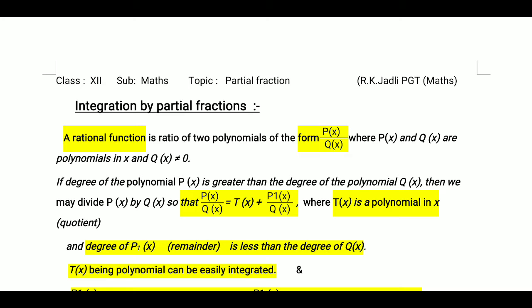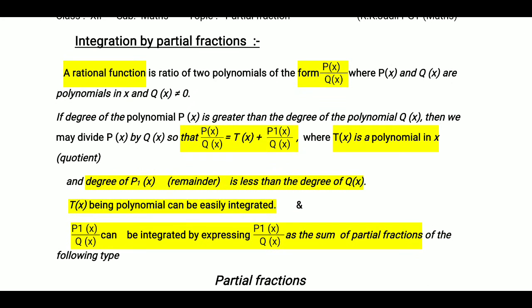then we may divide p(x) by q(x) and get a mixed form of the fraction: p(x)/q(x) is equal to t(x) plus p1(x)/q(x), where t(x) is a polynomial in x, that will be the quotient, and the degree of p1(x), that will be the remainder, will be less than the degree of q(x).